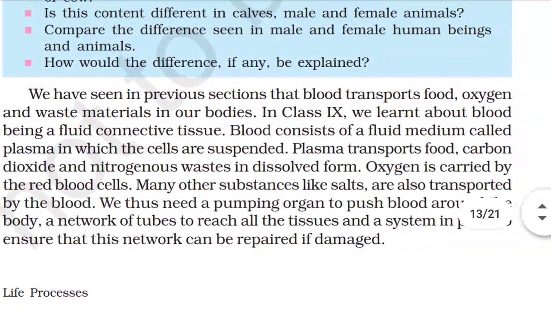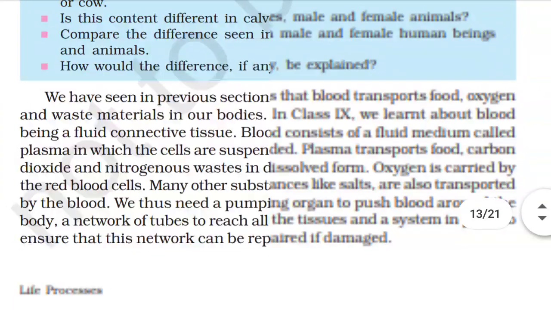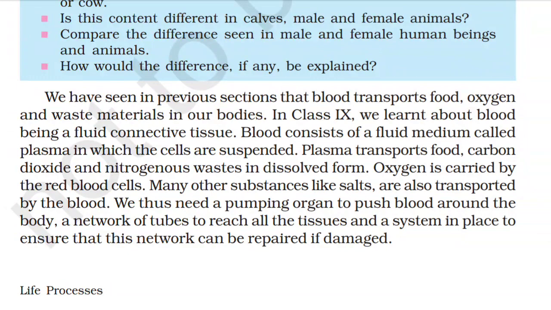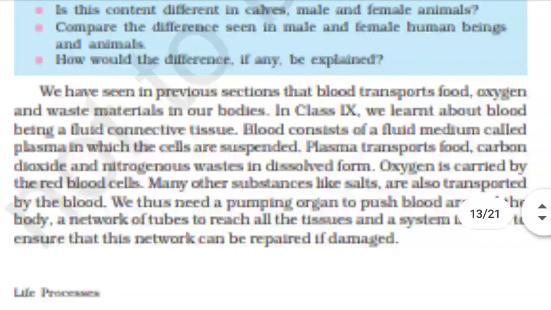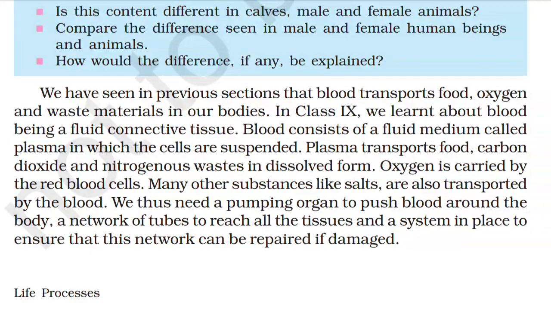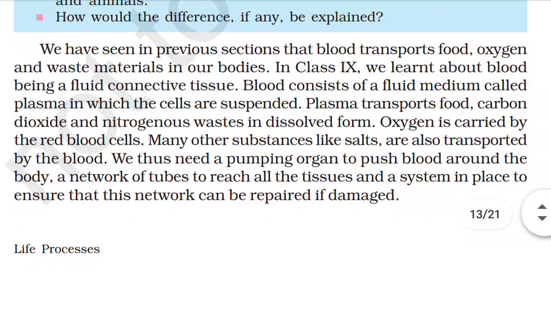We have seen in previous sections that blood transports food, oxygen and waste materials in our body. In class 9th, we learnt about blood being a fluid connective tissue. Blood consists of a fluid medium called plasma in which the cells are suspended. Plasma transports food, carbon dioxide and nitrogenous wastes in dissolved form. Oxygen is carried by the red blood cells. Many other substances like salts are also transported by the blood.